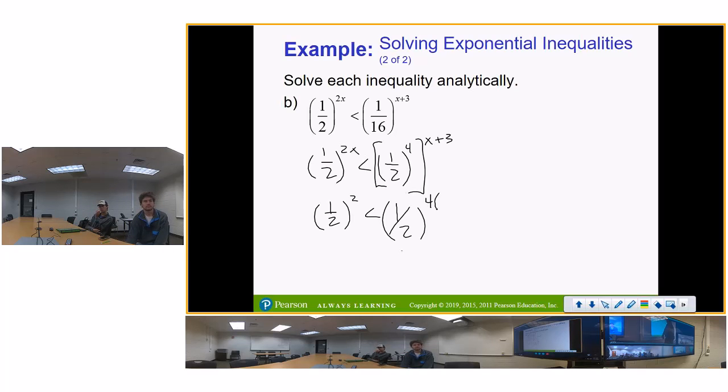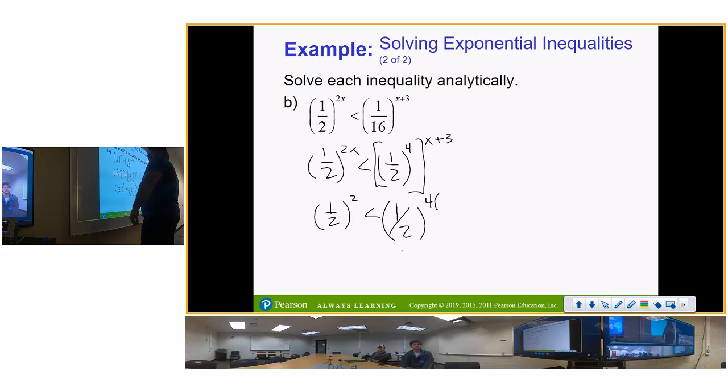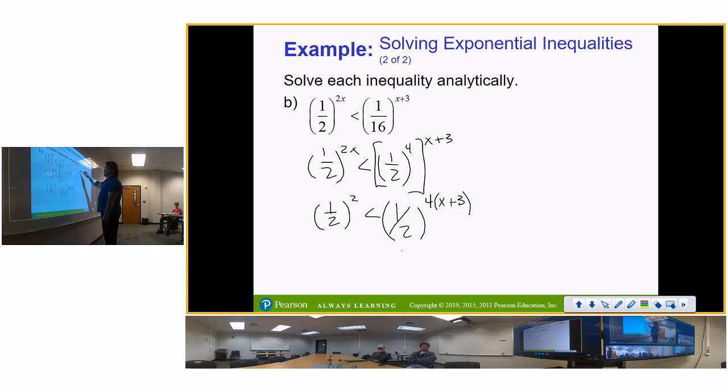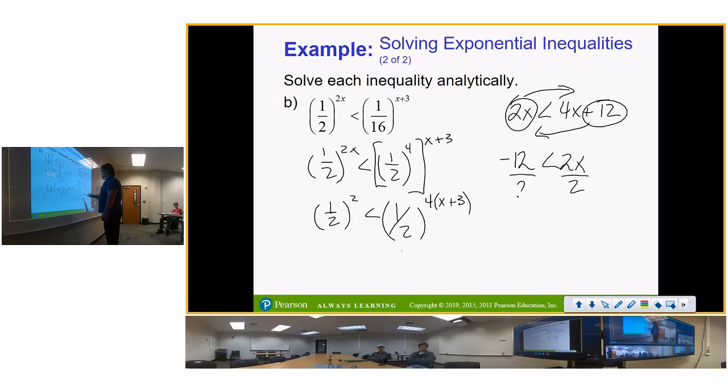1/2 to the 2x less than 1/2 to the 4 times x plus 3. It's so rude when people do that. 2x is less than 4x plus 12. Bring the 2x over, and that's going to be 2x. Bring the 12 over, and that's going to be negative 12. Divide by 2, divide by 2. X is greater than negative 6.